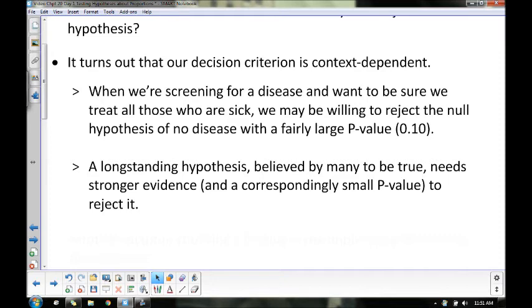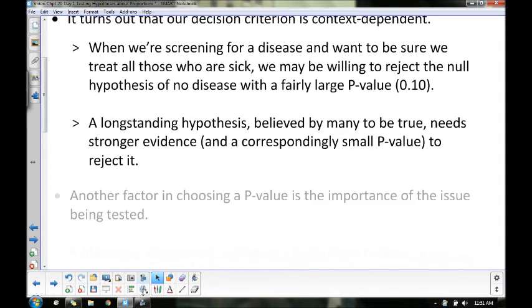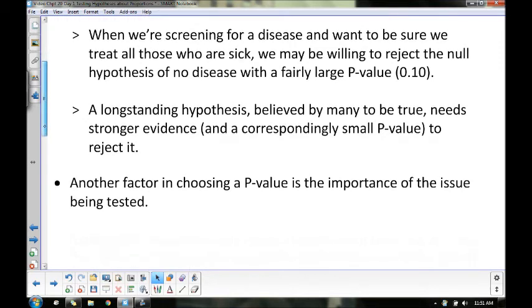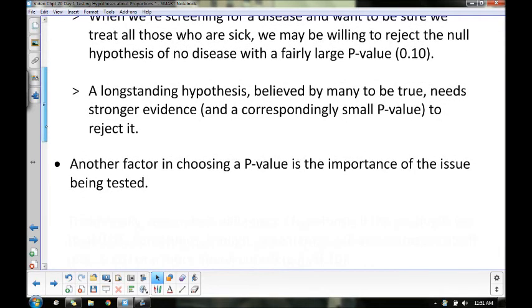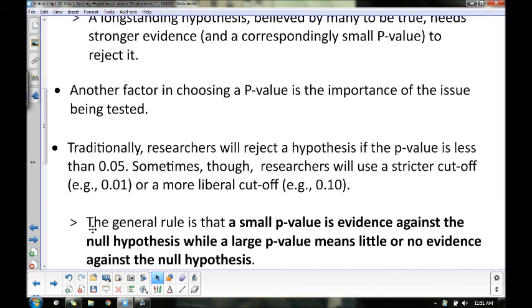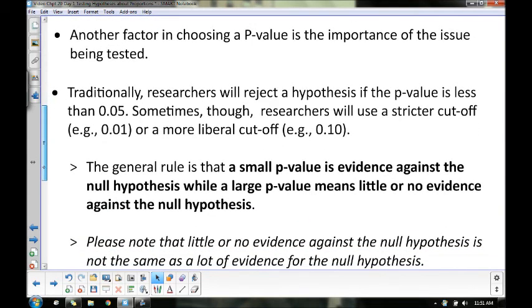But on the other hand, what happens if the side effects of that are bad? A long-standing hypothesis, a long-standing belief held by many to be true, usually needs stronger evidence, or a correspondingly stronger p-value, because our p-value is that evidence, to reject it. Another factor in the p-value is the importance of the issue. So we're looking at how old the long-standing belief is, and how important the issue is.